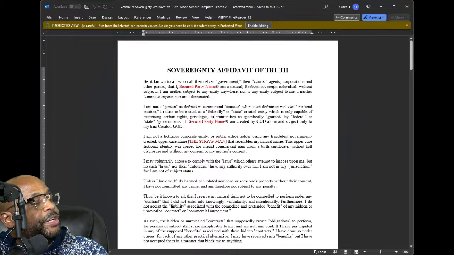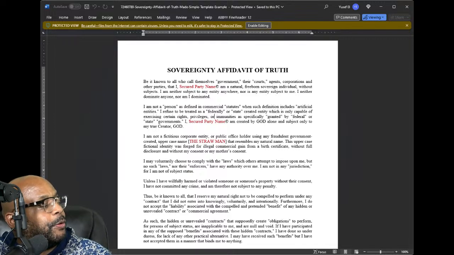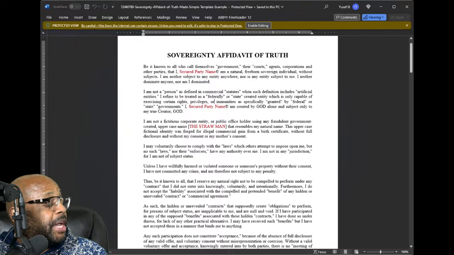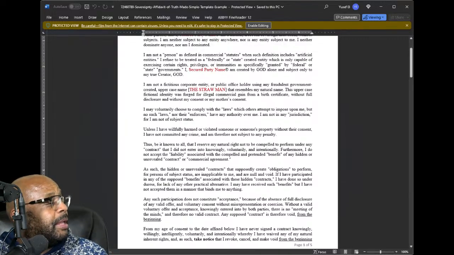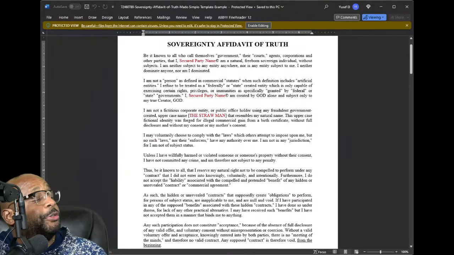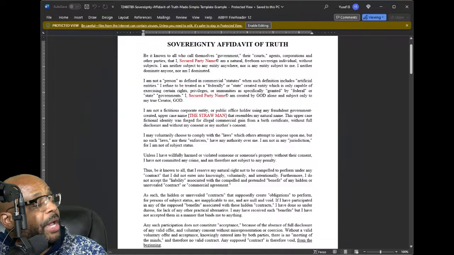I refuse to be treated as a federally or state-created entity which is only capable of exercising certain rights, privileges, or immunities as specifically granted by the federal or state governments. I, secure party, am created by God alone and subject only to my true creator God. This person changed this up, but that's okay. That was pretty good. This is not how the original read, but that's okay. I don't take issue at all.